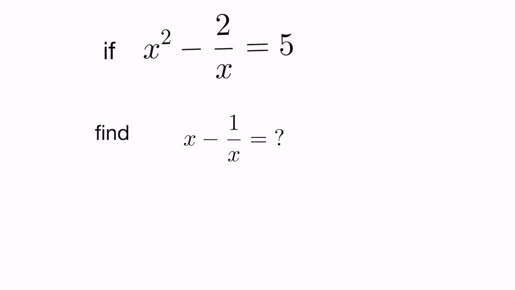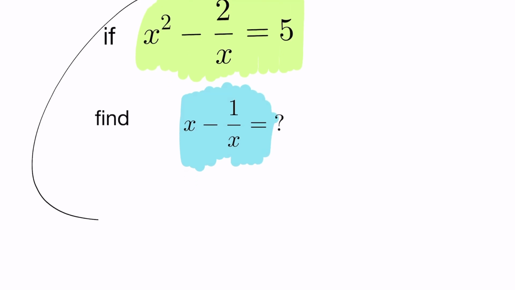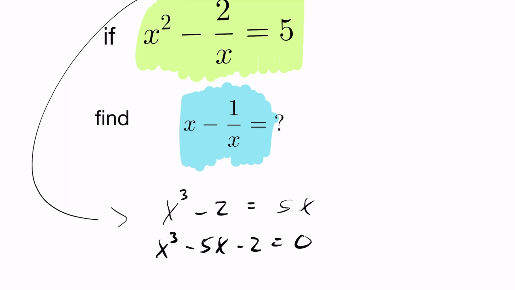All right, let's take a look at another problem here. We've got given to us x squared minus 2 over x equaling 5. And what we want to find here is x minus 1 over x. What does that equal? So first thing you want to do here is we're going to go ahead and take that first equation. I'm going to multiply across by x, in which case I get x cubed minus 2 equaling 5x. Bring that to one side, you get x cubed minus 5x minus 2 equaling 0.